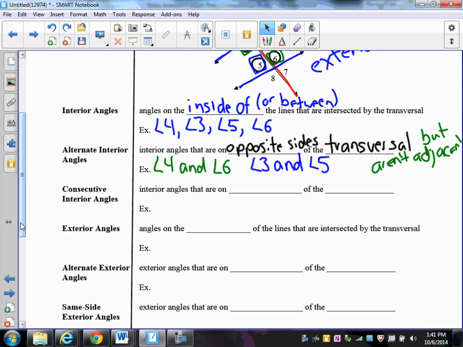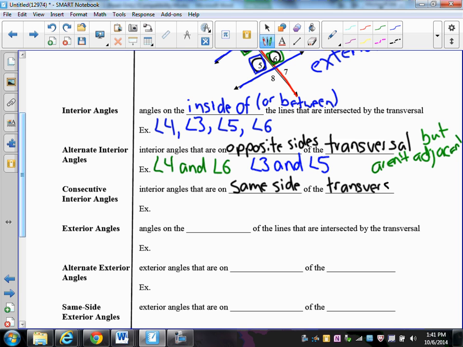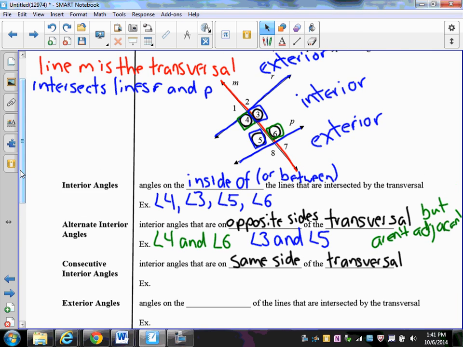I also have other types of interior angles, consecutive interior angles. The definition here is interior angles that are on the same side of the transversal. So again, we're talking about interior angles.